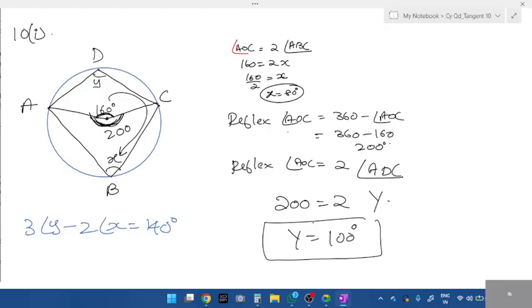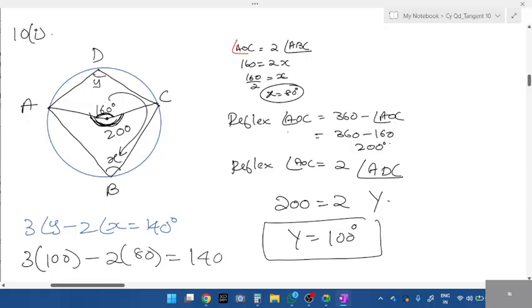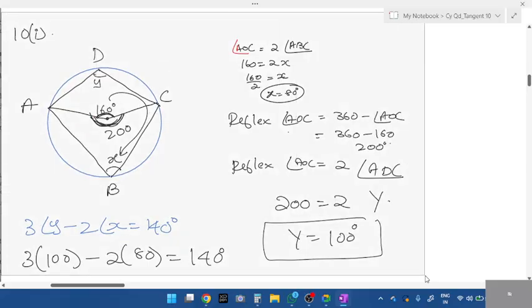Y is equal to 100, students. Once you complete X and Y, substitute here. 3 into 100 minus 2 into 80. If you solve this, you should get 140. Check whether we're getting 140. 300 minus 160 is 140.